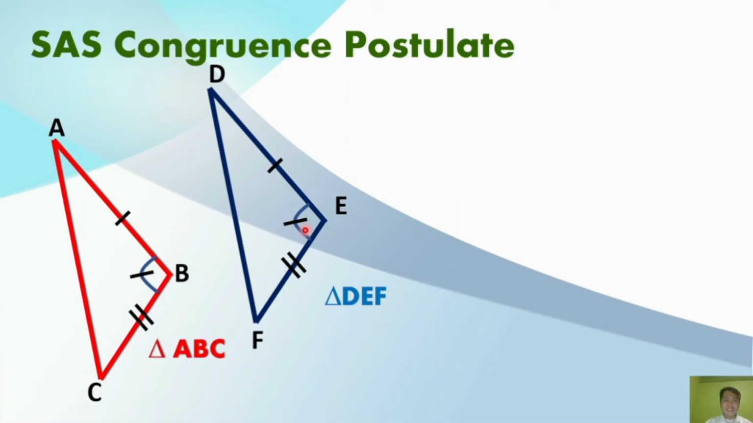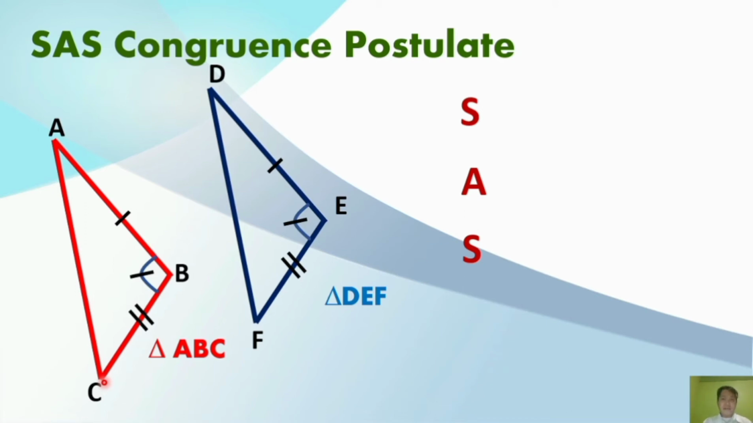Okay, your observation is correct. The two angles that are marked are actually included angles. So in other words, if we are going to compare two triangles using SAS Congruence Postulate, we have to make sure that the marked angles are included angles. And in this case, angle B and angle E are included angles. So we have side, angle, side, or SAS.